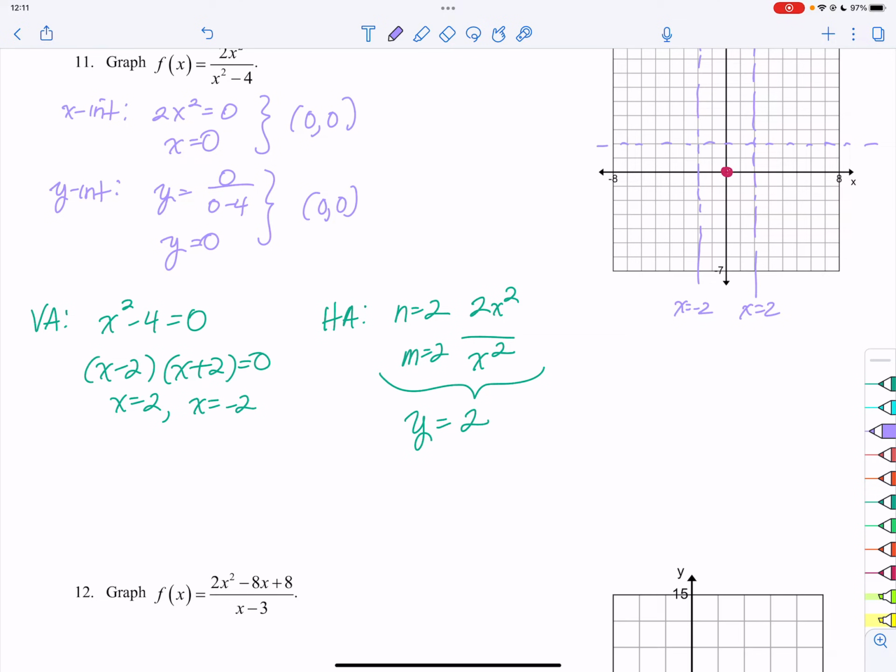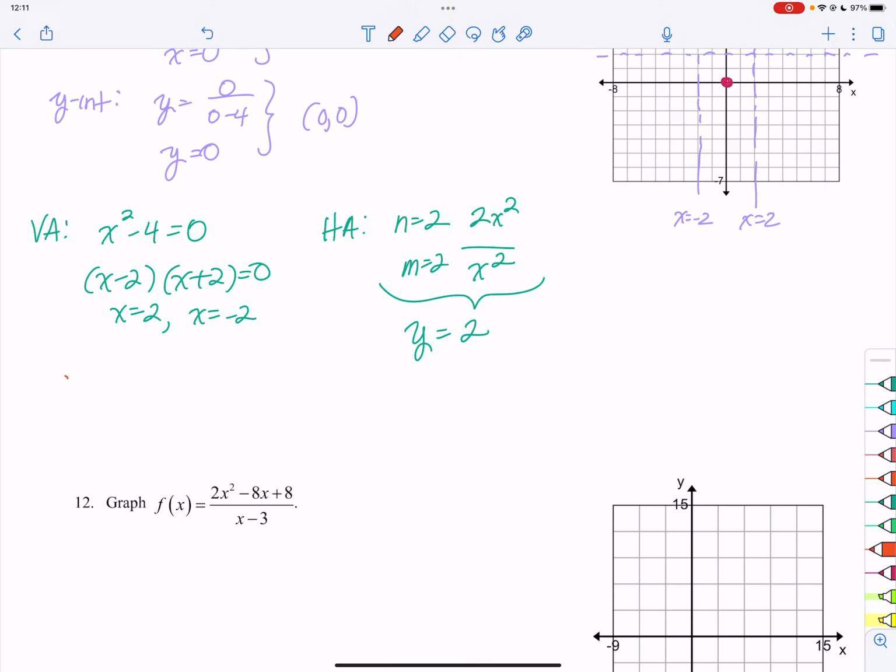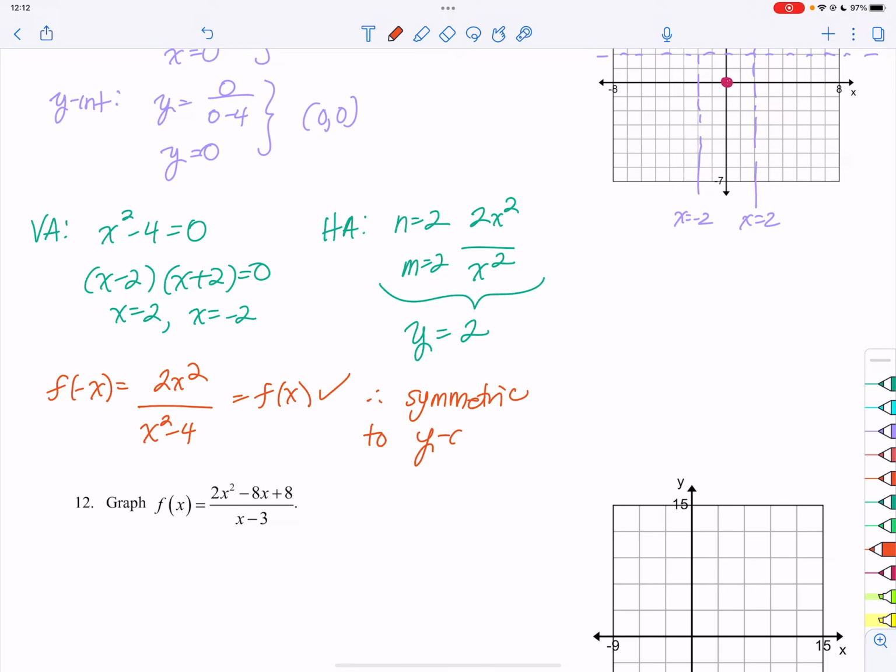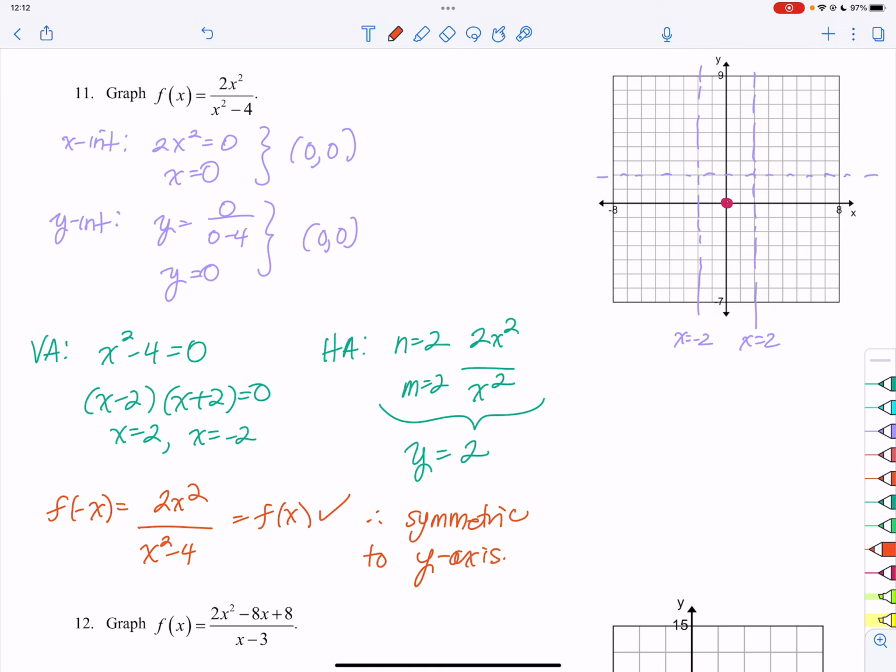And so now let's look for some symmetry. For some symmetry, we will find f of -x, and that's 2x squared over x squared minus 4, and that's exactly equal to f of x. Therefore, the graph is symmetric to the y-axis. So now let's find a few points in each little area, and then we'll be ready to graph.